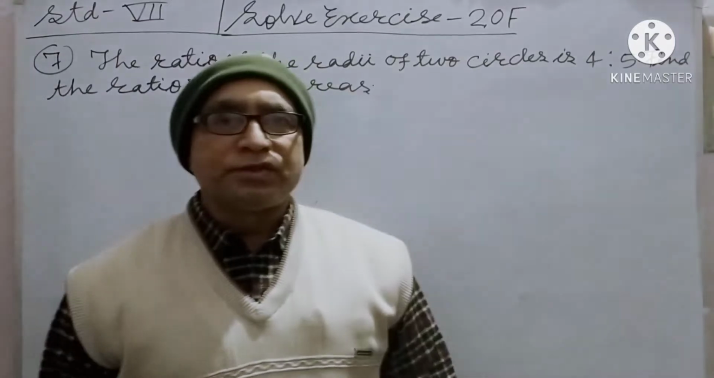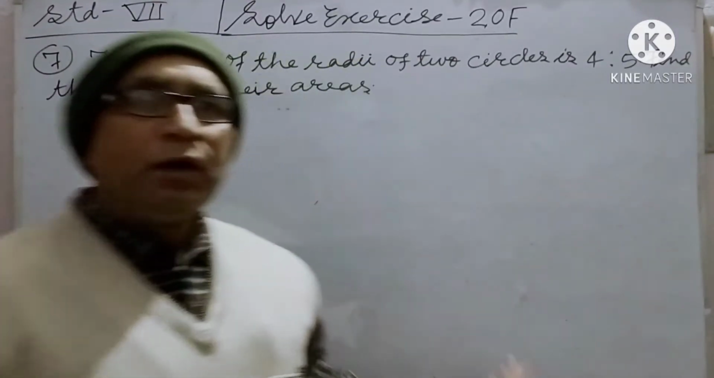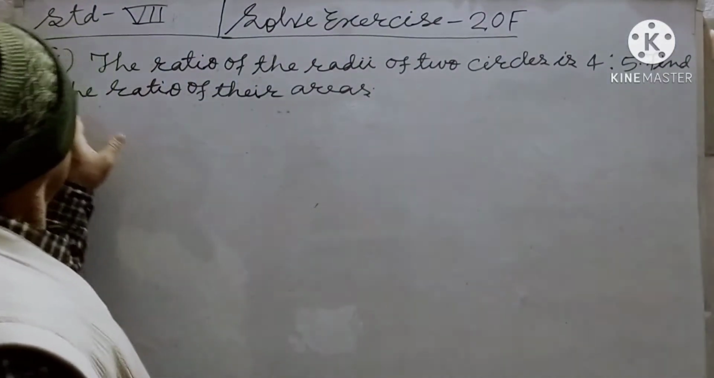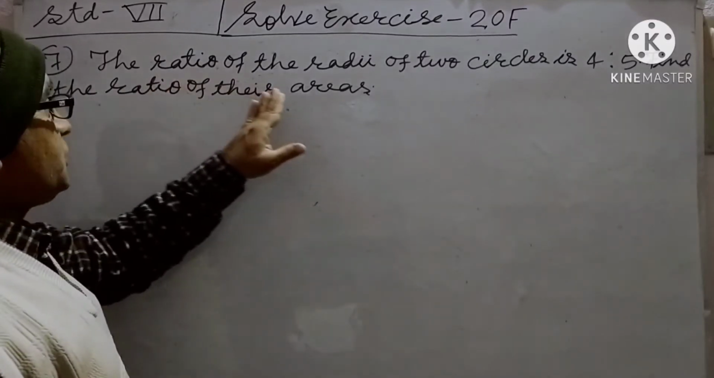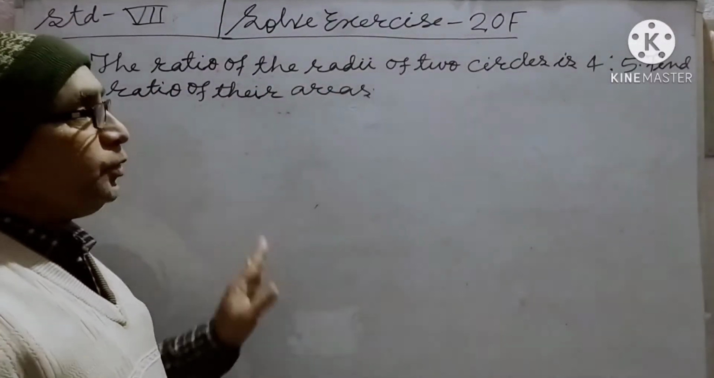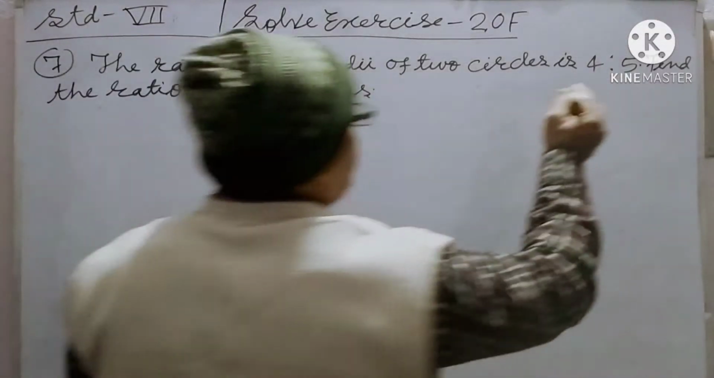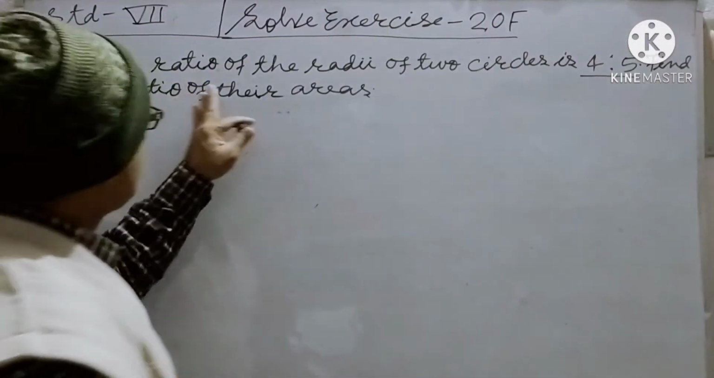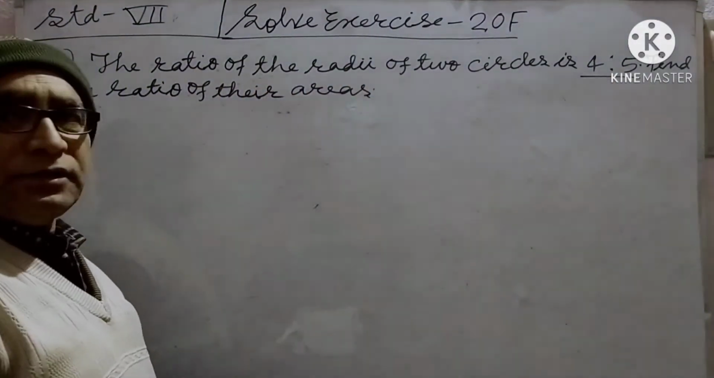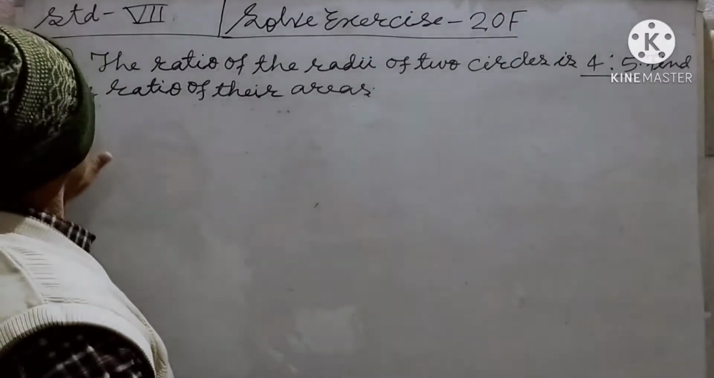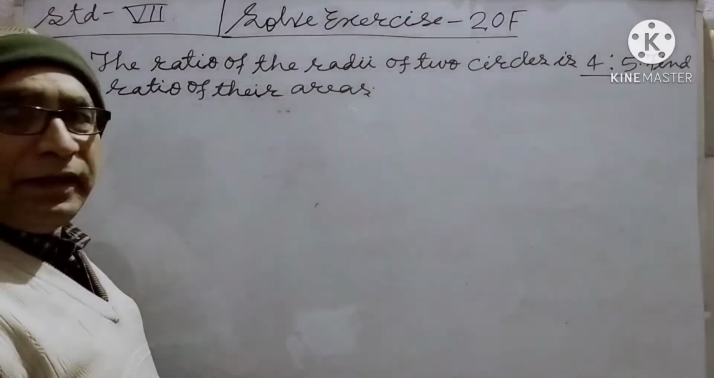Students, next question is question number 7 of exercise 20F. In this question, the ratio of the radii of two circles is 4:5. Find the ratio of their areas.